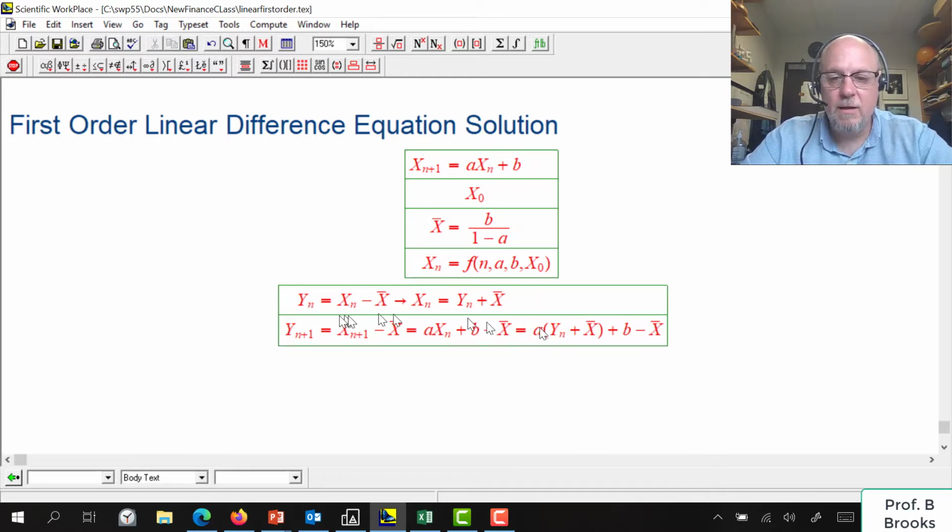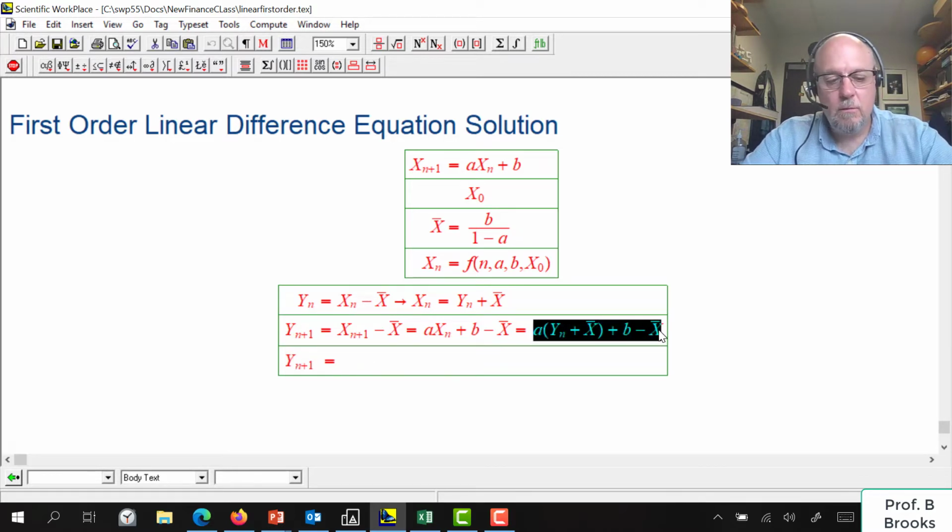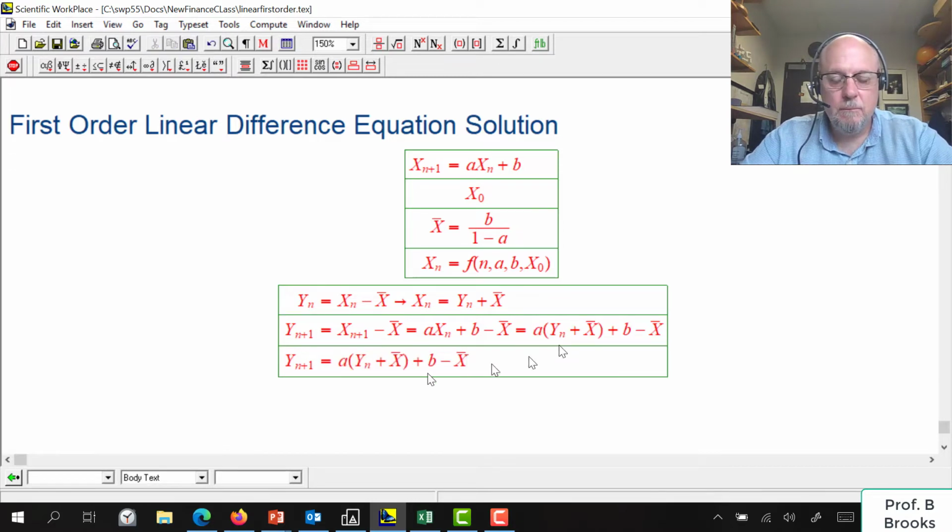So now I've got, let's write this in a new line to see what I've got. I've got the next y is equal to this equation. But let's expand this out. Let's multiply this a across that bracket. That would be a times y n plus a times equilibrium.